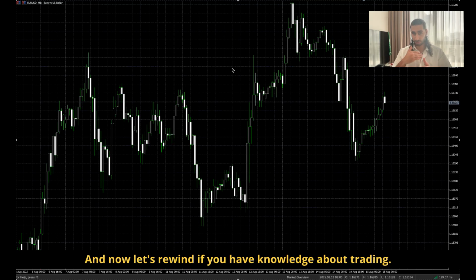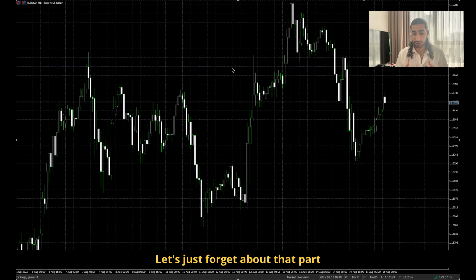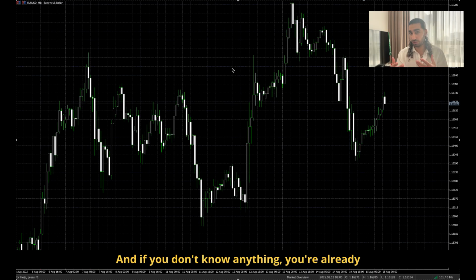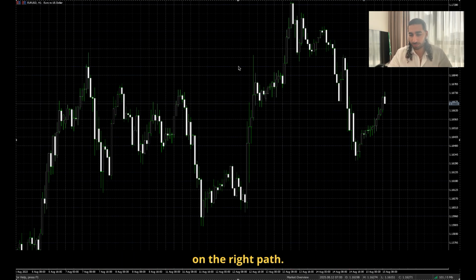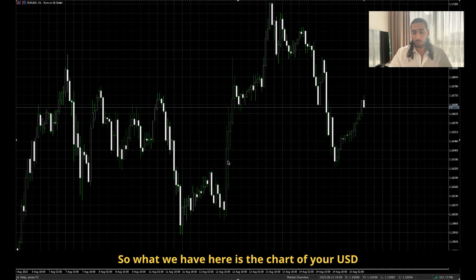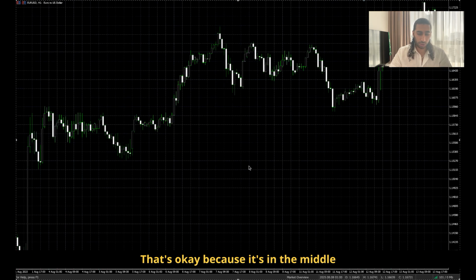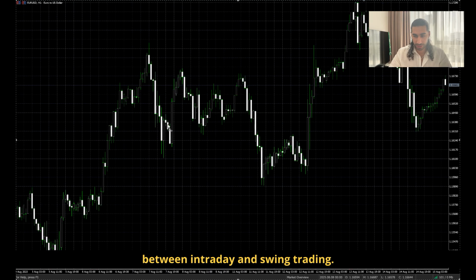Now let's rewind. If you have knowledge about trading, let's forget about that part and try to rebuild in a good way what you know. And if you don't know anything, you're already on the right path. So what we have here is the chart of EUR/USD on the 1 hour. That's okay because it's in the middle between intraday and swing trading.